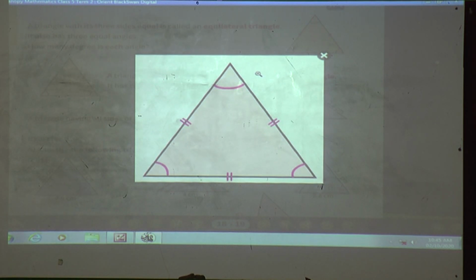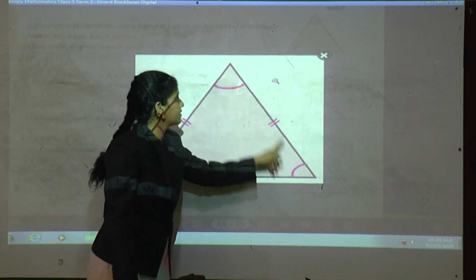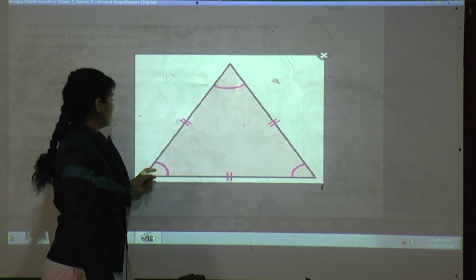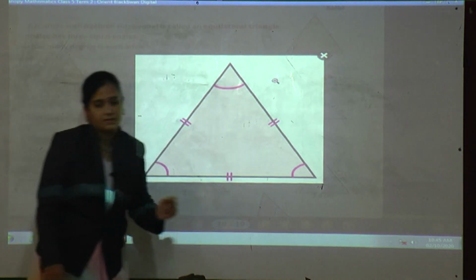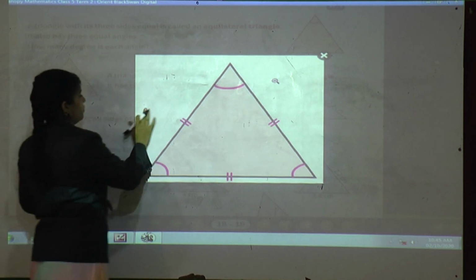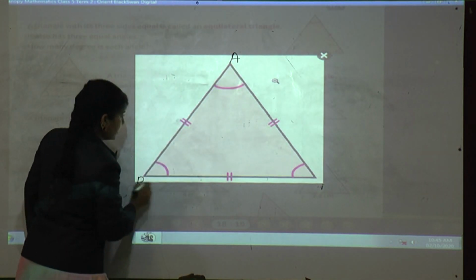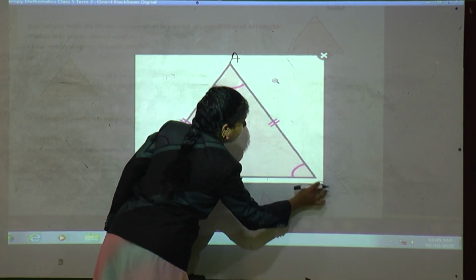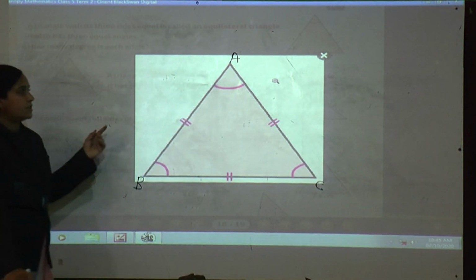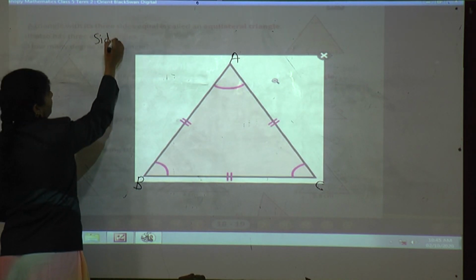It also has three equal angles like this. Their measurement is same. I will give the name. That means you will get it. See, A, B, and C. Which are the sides of a triangle? Yes, students. Sides.